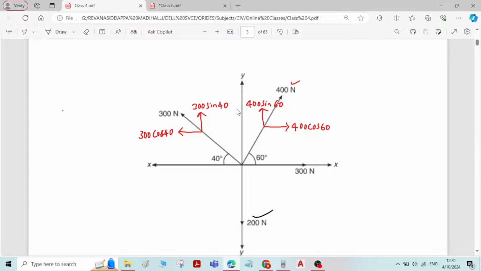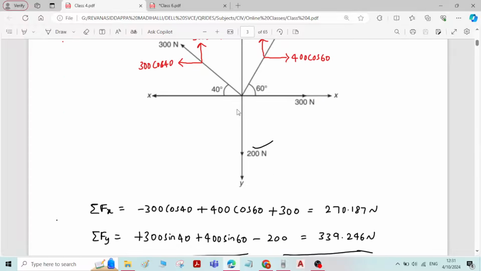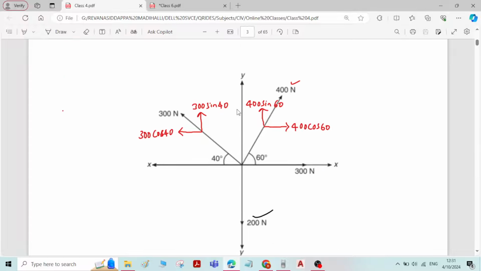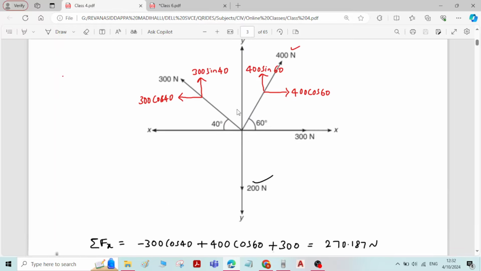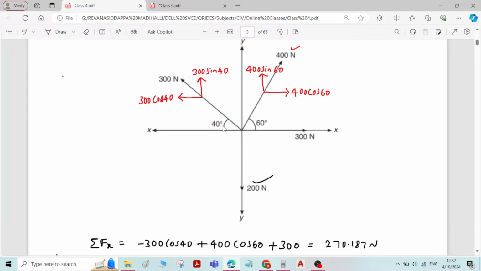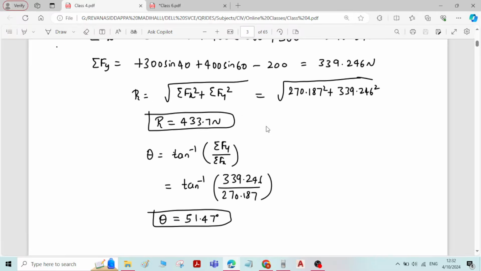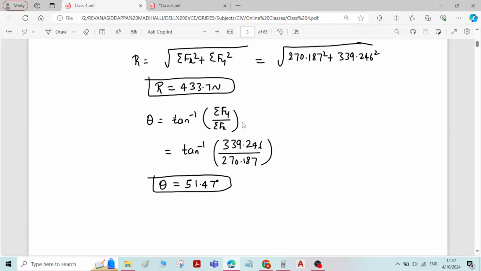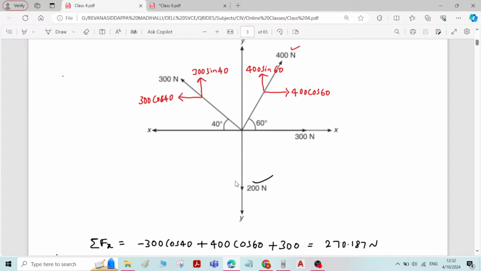In one of the previous videos, I solved this particular problem on a coplanar concurrent system of forces. A system of forces was given, and we were asked to find the magnitude and direction of the resultant force, and we have done it. We got the magnitude of the resultant force as 433.7 Newton and the angle as 51.47 degrees.